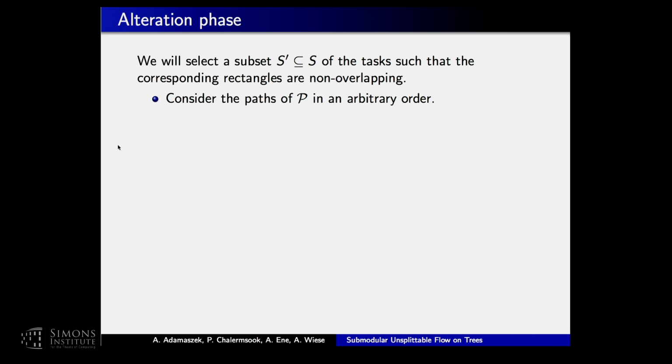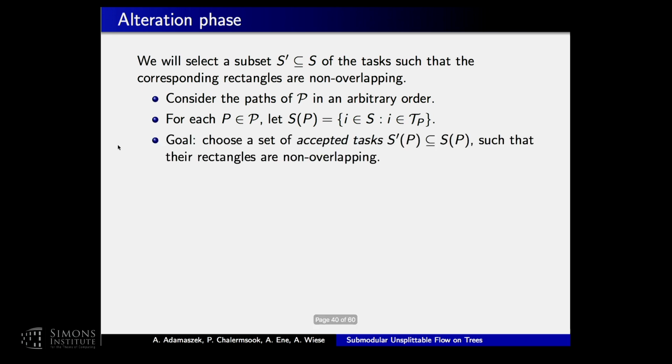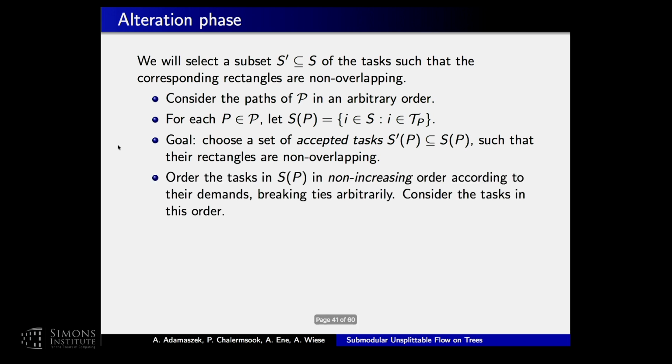So we will consider the paths in arbitrary order. And for each path, we look at the collection of selected tasks which are active at this path. And then we want to choose a set of accepted tasks such that they don't overlap on this one path P. How do we do this?